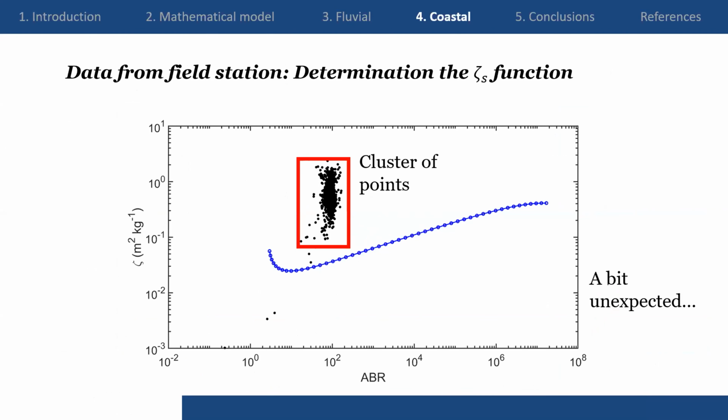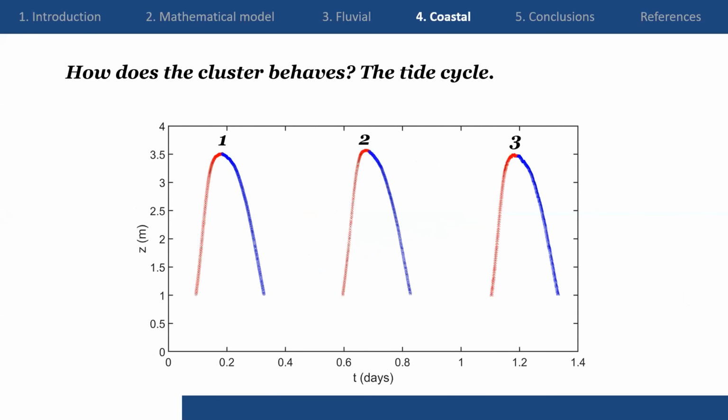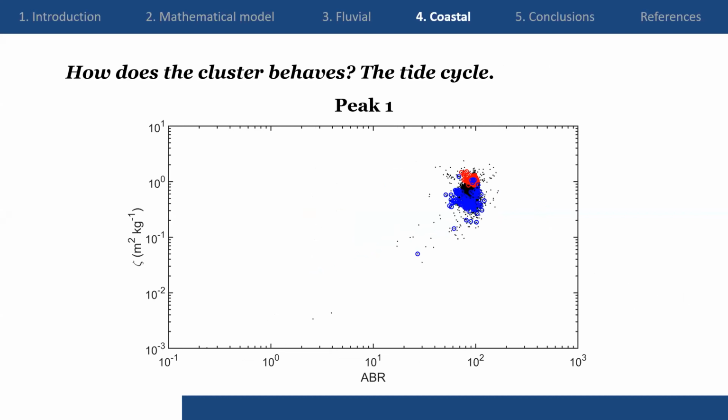Of course, the first thing we thought is that this is probably somehow related with the cycles of the tides. So we decided to take 3 cycles and divide them into the rising tide and the falling tide, and try to see what's happening to these points and how we can find some monotonous continuous function that we can fit to the data. And this is still an ongoing process.